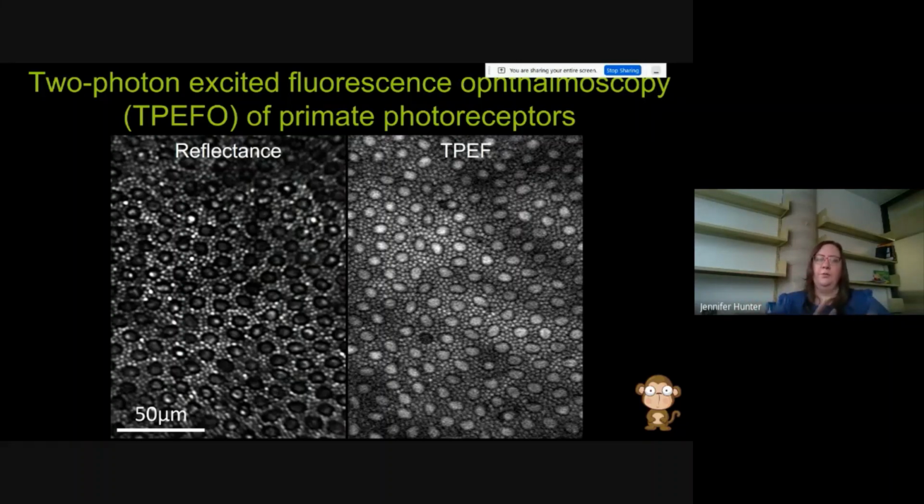So on the left, we're relying on the wave guiding properties of light to give us that reflectance image. On the right, we're relying on fluorophores being located within the cells and distributed within the cells to provide the contrast for that image. And so you can see the fluorescence between the cells, between the rods and between the cones is much less than the fluorescence within the cones. And so we've got that dominant fluorophore coming from within the photoreceptors.